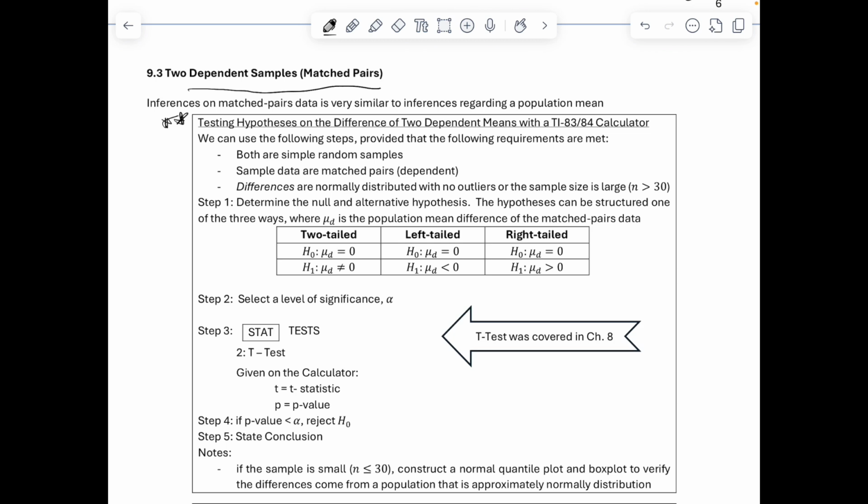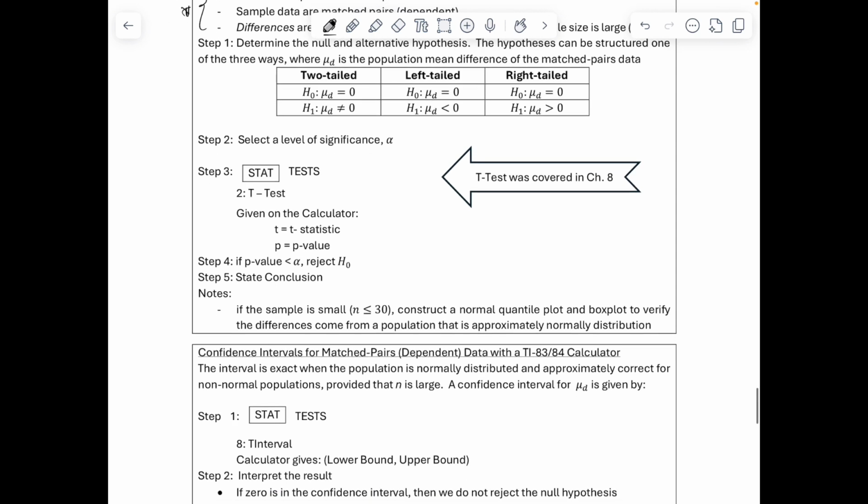So, testing a hypothesis on the difference of two dependent means, or that matched pairs data, we need to check the requirements first. The requirements are that both are simple random samples, the sample data needs to be dependent, or matched pairs, and the differences are normally distributed with no outliers, or the sample size is large, meaning that it is greater than 30 for both sets of data.